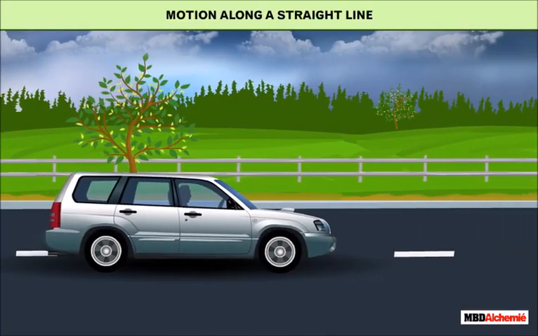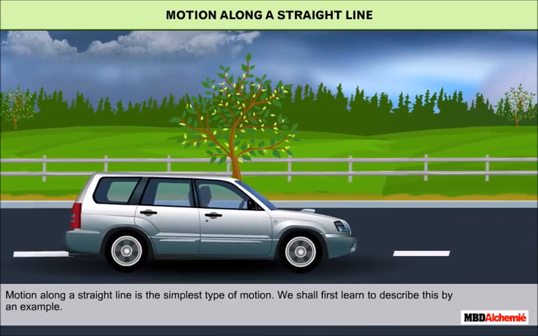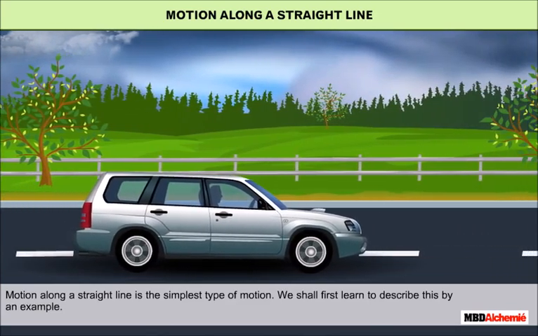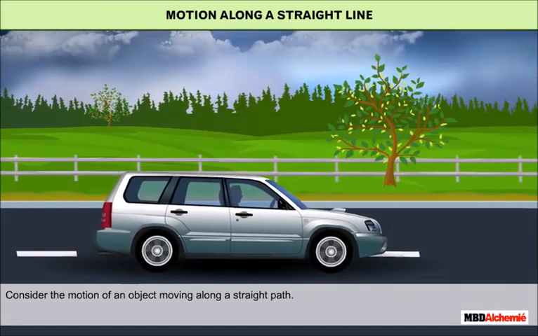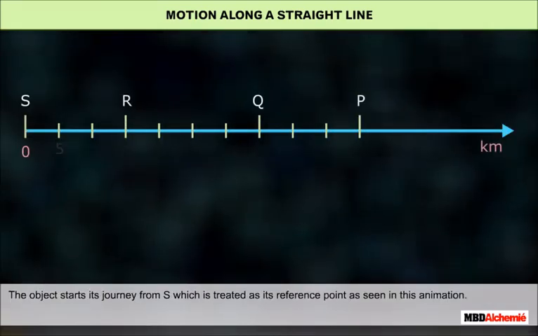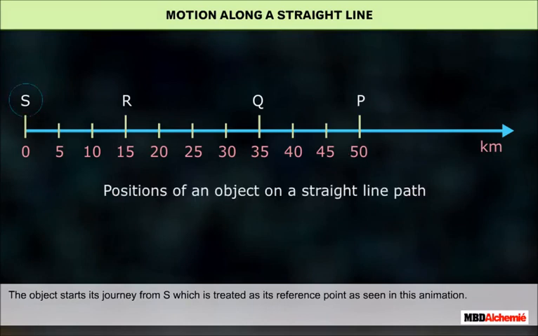Motion along a straight line. Motion along a straight line is the simplest type of motion. We shall first learn to describe this by an example. Consider the motion of an object moving along a straight path. The object starts its journey from S, which is treated as its reference point, as seen in this animation.